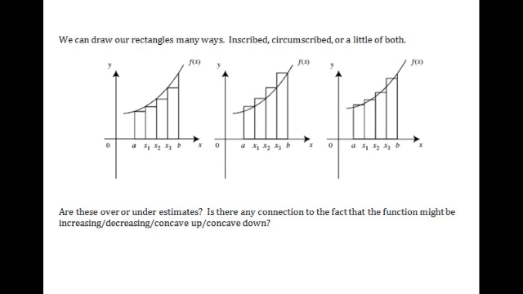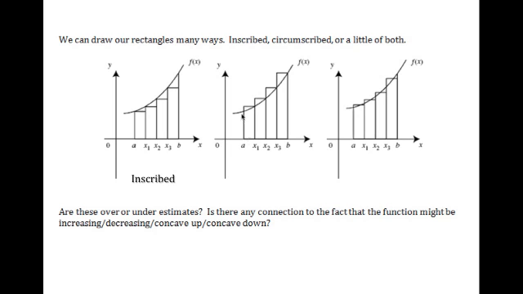Now we can draw our rectangles in a whole bunch of different ways. The ways that you're going to see are inscribed, circumscribed, or a little bit of both. So look at this first example. Here's my curve. My area is from A to B. It's this stuff where all the rectangles are. These rectangles are underneath the actual curve, and I'm going to use that to estimate the area. Well, if I do that and it's underneath, it's called inscribed.